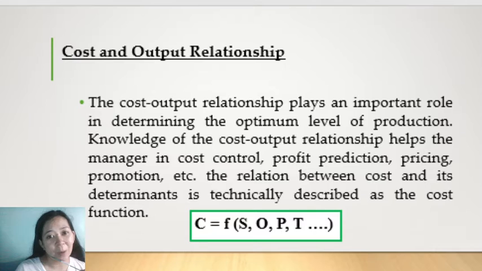So the relationship between the cost and its determinants is described as the cost function as follows, if you could see there on our screen. Basically, in production, the cost and output relationship is very important because this will determine how efficiently a company is using its assets to produce its goods or services to earn a certain level of profit or income. Not only for that purpose, but also for other purposes like what we have mentioned a while ago.